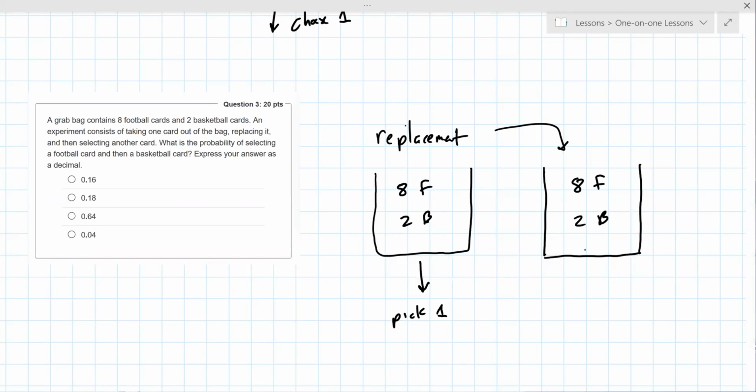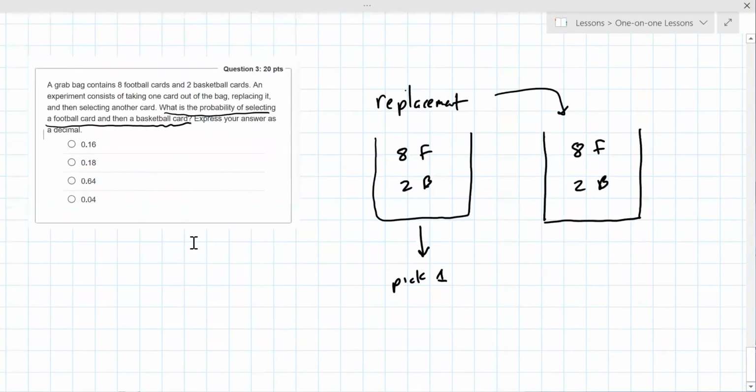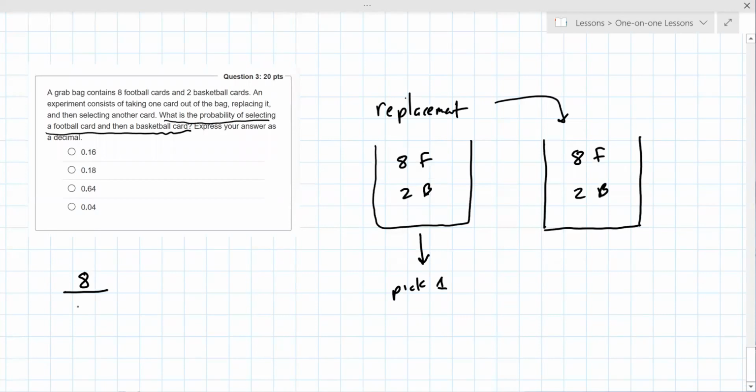So this question asks, what is the probability of selecting a football card and then a basketball card? Let's look at this situation. How many football cards are there? 8. And how many total cards are there? 10. If you choose a football card, how many football cards are left the next time? 7. There's 7 that you want. How many total are in there? 9. Good. See if you can multiply this out and find your answer.